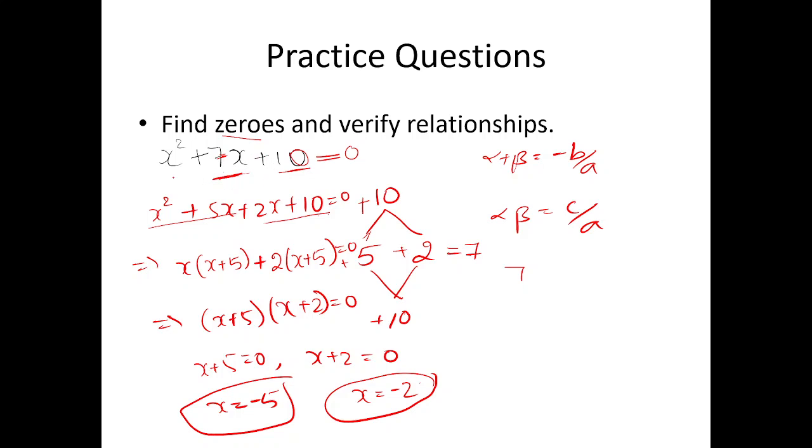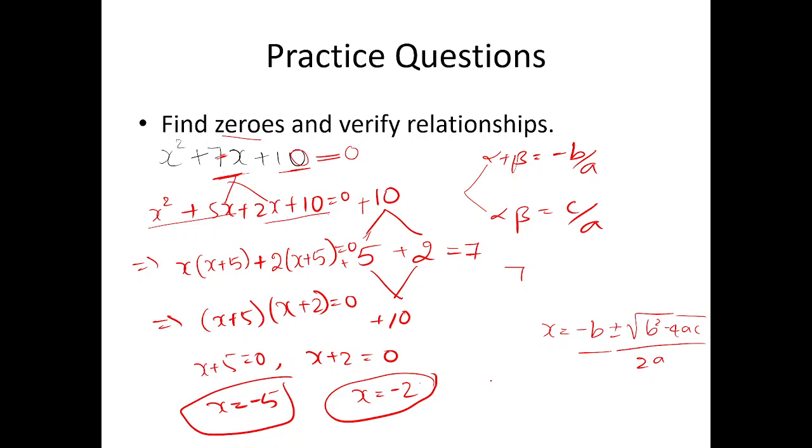We have so many methods to find the zeros of a polynomial. We can use the quadratic formula, x equal to minus b plus or minus square root of b square minus 4ac, divided by 2a. We can use this formula also, or we can do it by splitting the middle term. Understood? Here we need to verify by using these two relationships, that is sum of zeros and product of zeros.